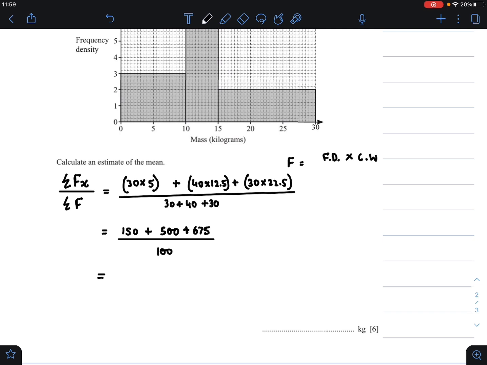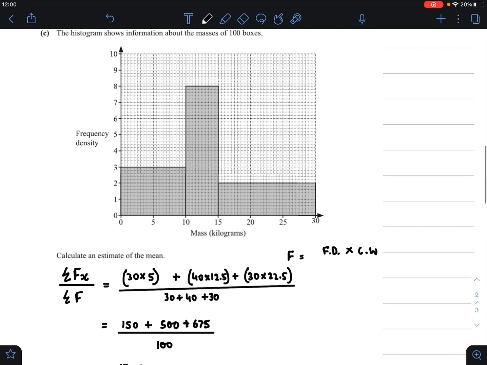So 150 plus 500 plus 675 is equal to 1325, my bad, 1325. So 1325 divided by 100 will be equal to 13.25, and therefore this will be our final answer. 13.25 kgs will be our final answer for part C of this question.